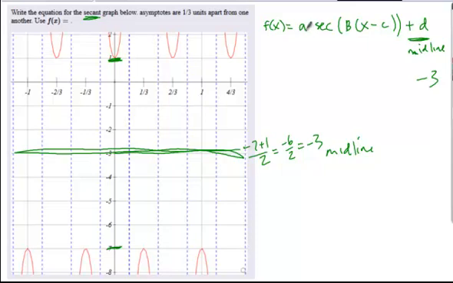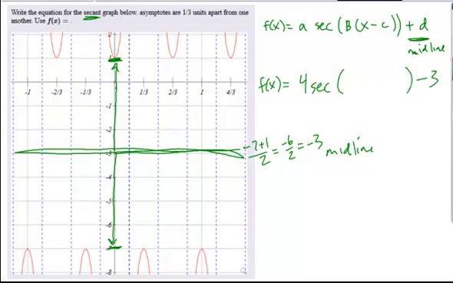Now my A value is going to be the distance from the midline to my max and min. It should be the same distance. So if I count up 1, 2, 3, 4 units up, 1, 2, 3, 4 units down, my A value is going to be 4. Again, I mentioned I can have this be a +4 or a -4, and I'll talk about how to choose that in just a minute, but I'm going to go ahead and leave it +4 for right now. So I have 4 times the secant of.